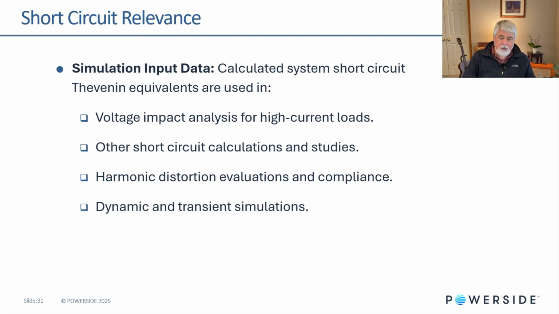Harmonic distortion evaluations and compliance evaluations. Harmonic analyses need an upstream short circuit strength. I would prefer that to be a complete harmonic equivalent, but you at least have to start somewhere. So a short circuit equivalent is a good place to start. And dynamic and transient simulations also rely on upstream equivalents so that they can perform their simulations without having to model the full detail of everything that is upstream. So equivalents are very important, and calculating that Thevenin equivalent from a short circuit analysis gives you that information.